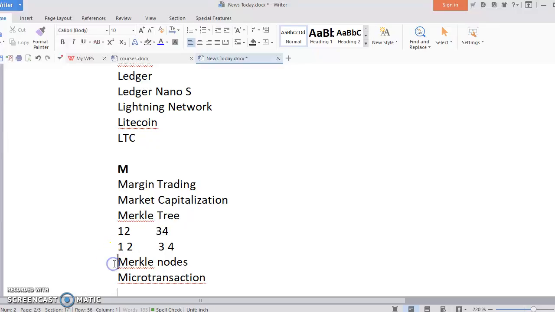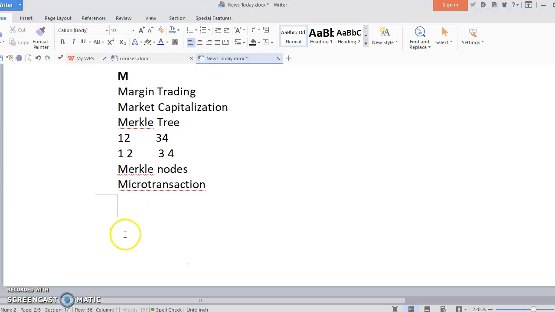Then you also have maker nodes. So maker nodes is like splitting a node into different parts to make these transactions faster.